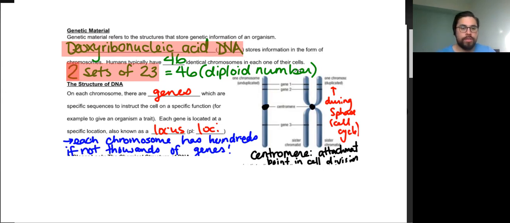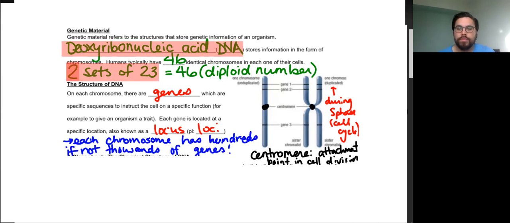All right. So with regards to the structure of DNA, on each chromosome, there are genes. These genes are specific sequences that are going to tell the cell how to function, okay? So it will give an organism its trait. So each gene is located at a specific location known as a locus, or loci for plural.